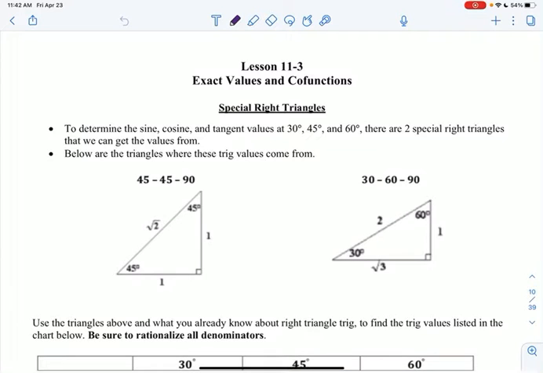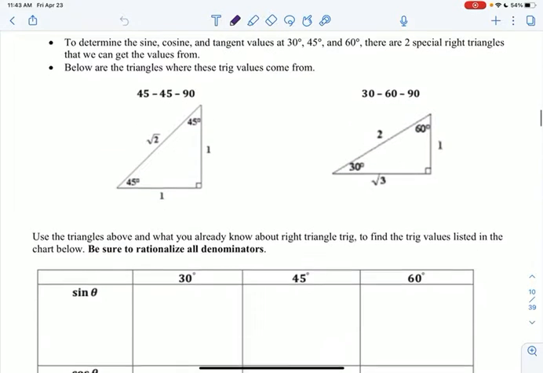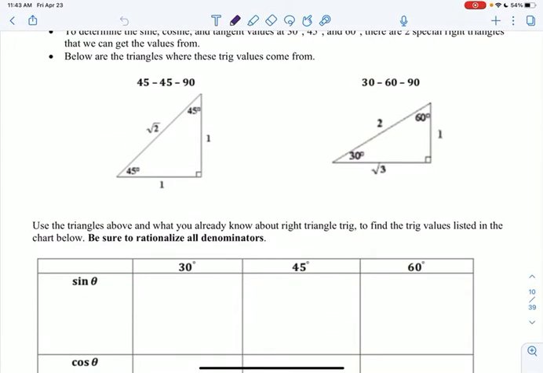Hi everyone, this is Unit 11, Lesson 3, and today we're going to talk about exact values and cofunctions. Cofunctions you actually did back in geometry last year. There are two special right triangles: the 45-45-90 triangle, which is basically an isosceles right triangle, and then there's a 30-60-90 triangle. The trig values that we get from these two triangles are important and are going to help us in this unit. So we're going to make up a little chart here.